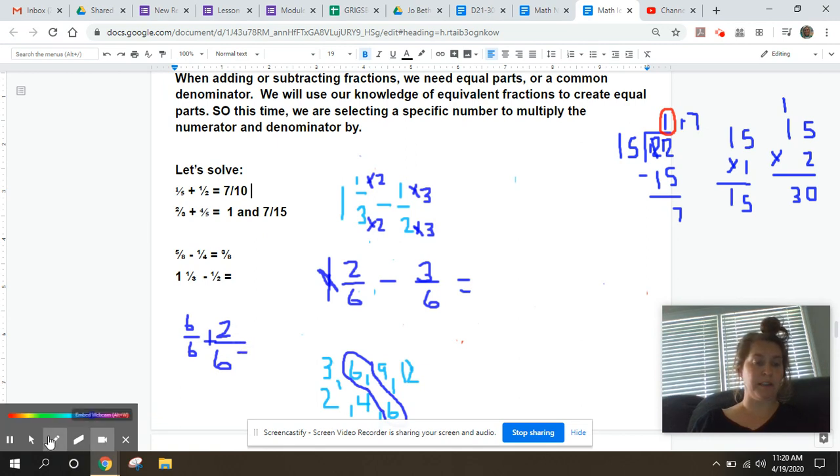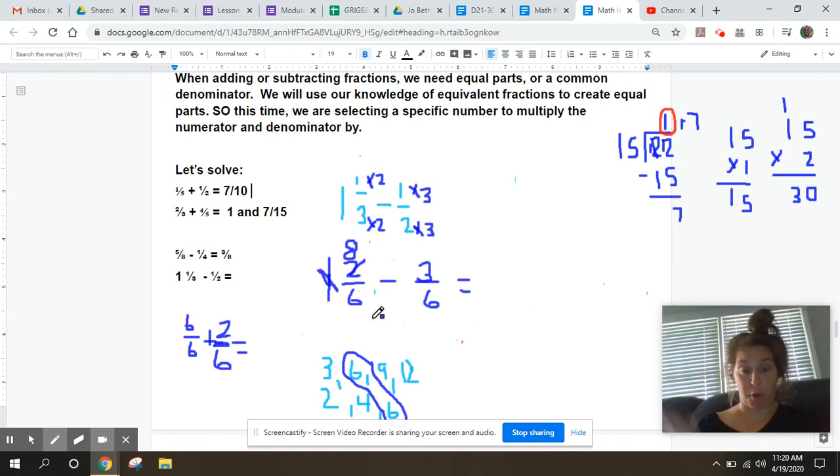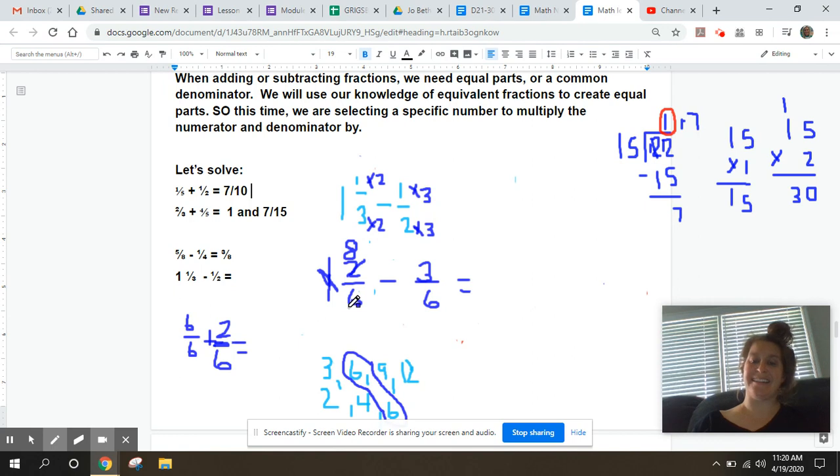Oh, there should have been a space there. Sorry about that. It's probably going to be too big, but that's okay. All right, that's pretty good. Okay, so 6/6 plus 2/6 equals 8/6. So instead of saying 1 and 2/6, we can say its equivalent improper fraction, which is 8/6.